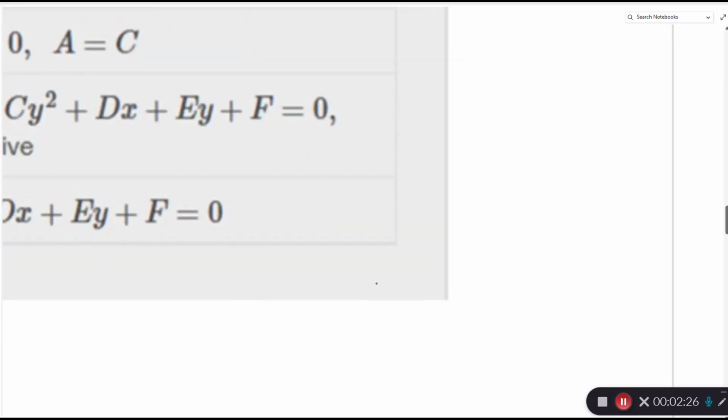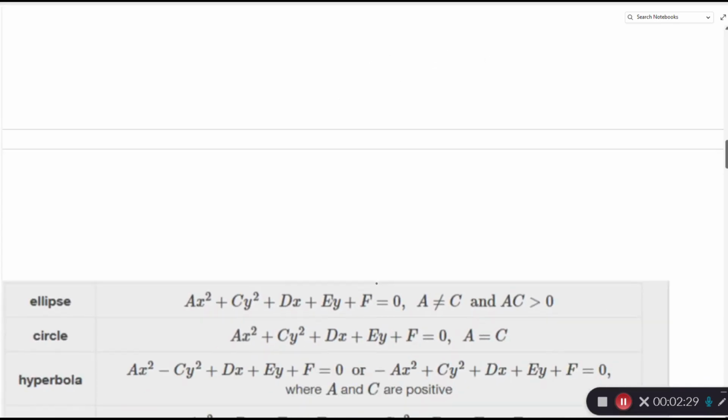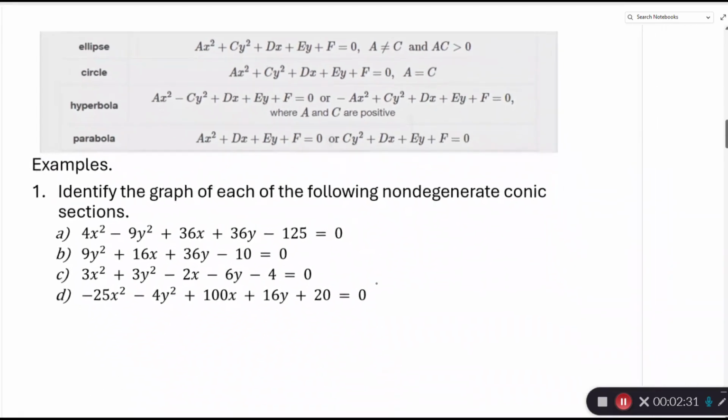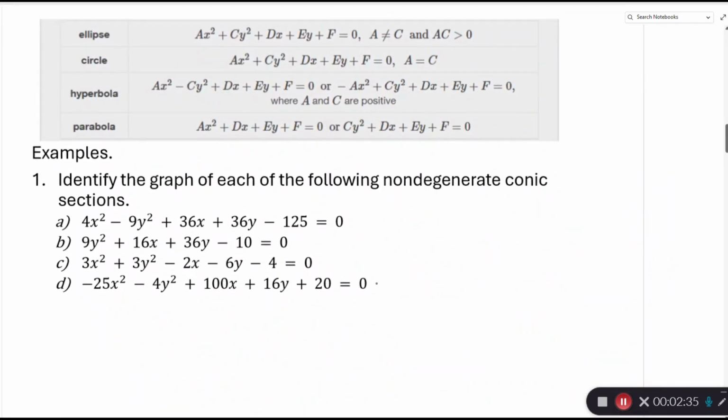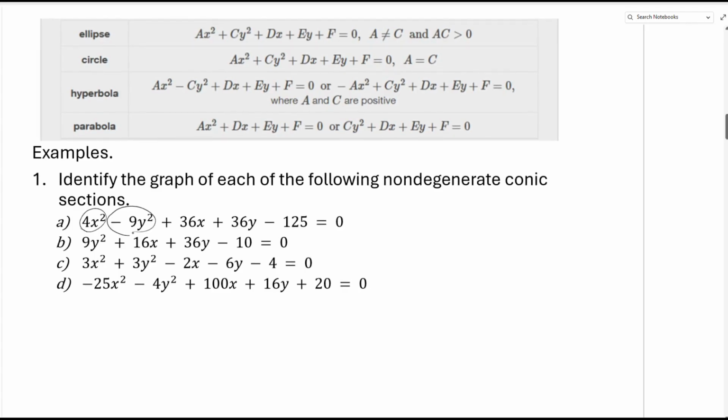Okay? Next. So here, first example, we're given 4 different types of equations, and our job is to identify which conic section we are talking about. So first one, I'm noticing that we have an x squared term and we have a y squared term. They're on the same side of the equal sign, right? And they're of opposite signs. So this is a hyperbola.